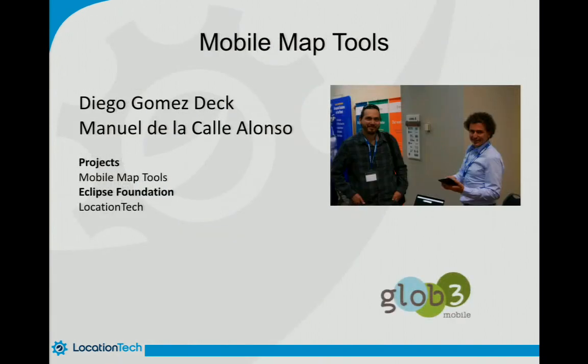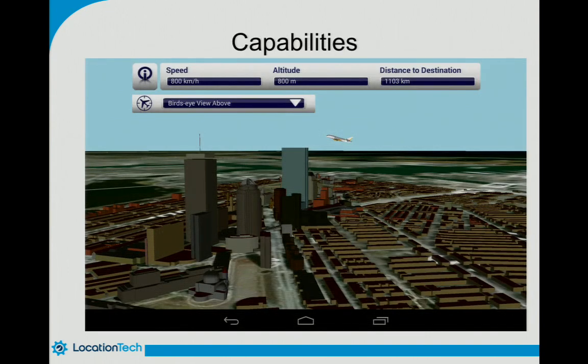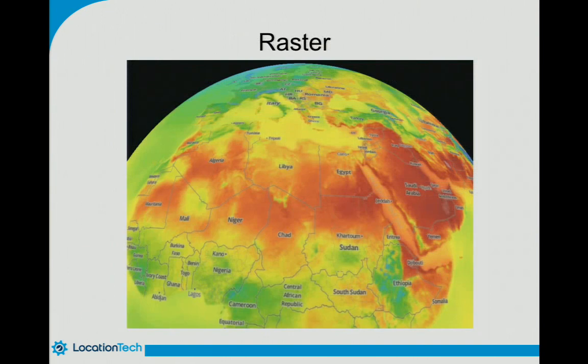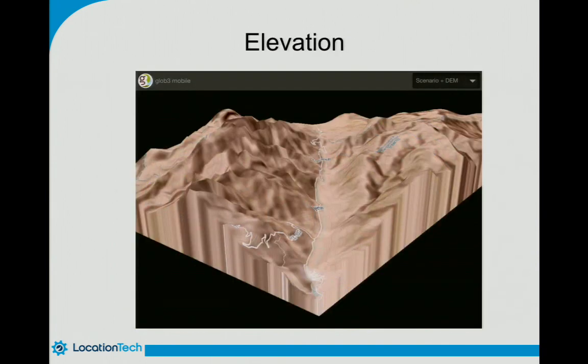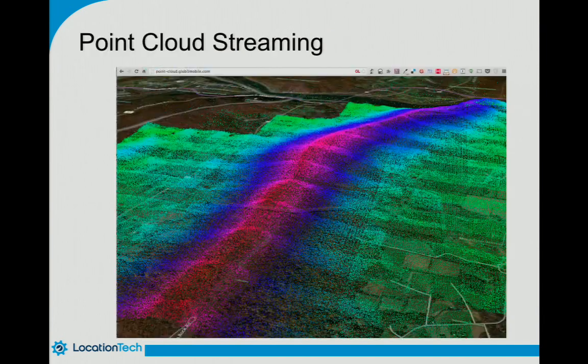The next project I'd like to talk about is Mobile Map Tools. Mobile Map Tools is a project focused on cell phones, iOS and Android, and you can set up your application with Mobile Map Tools and cross-compile for the different platforms. It takes the form of an SDK, and it makes use of the appropriate visualization framework on the mobile device. You can see a few of its capabilities here: 3D buildings, working with raster data, working with elevation data, and also working with vector tiles.